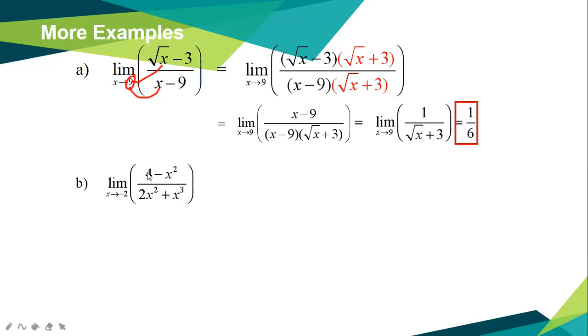Next example, the limit of 4 minus x squared all over 2x squared plus x cubed as x approaches negative 3. So let's simplify, we factor it out. We have 2 minus x times 2 plus x all over, the common factor is x squared, so we have x squared times 2 plus x.